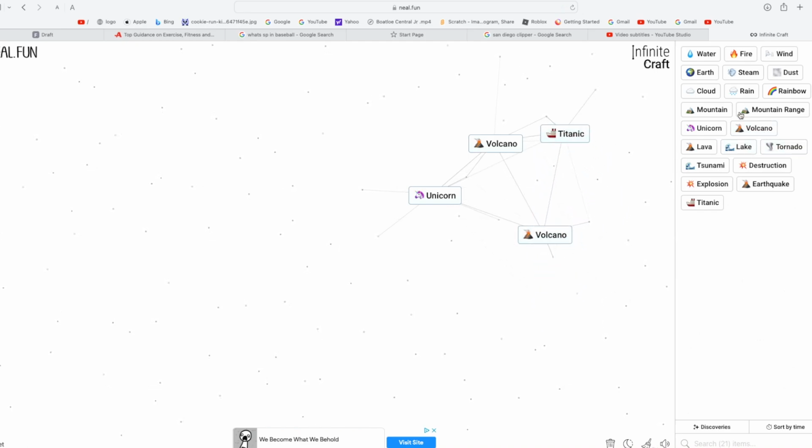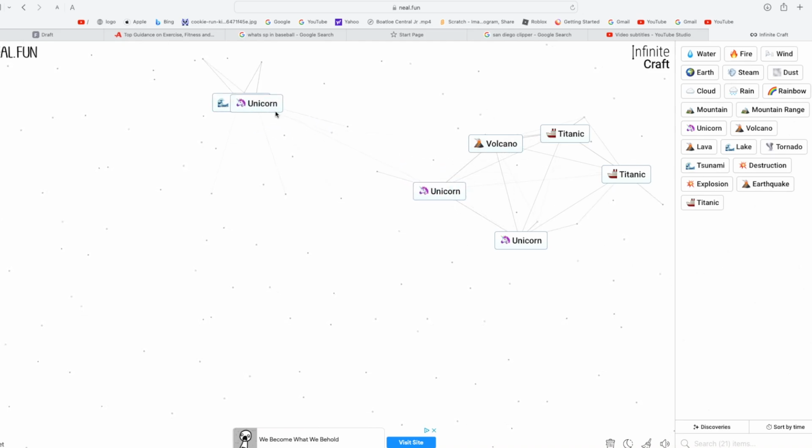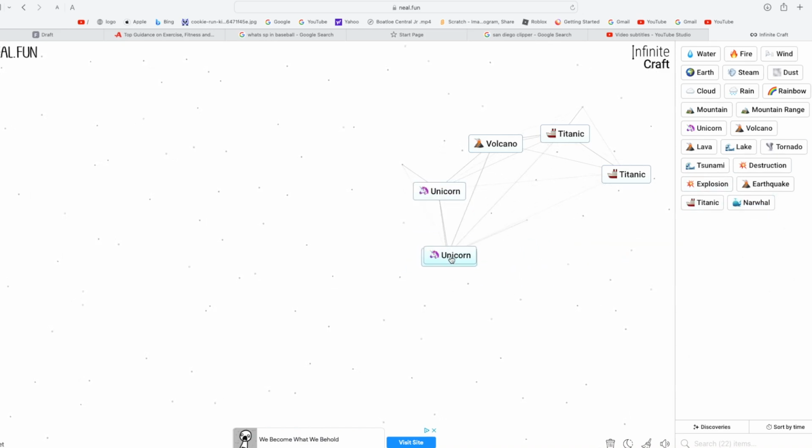So, hold on. That means if we make an iceberg, water plus rain equals rainbow. What makes an iceberg? What with this and coldness? How do we get coldness? I'm going to say earthquake plus Titanic. Titanic plus Titanic equals Titanic. I'm going to move that over there. Unicorn plus Titanic equals narwhal. Narwhal plus narwhal equals narwhal. Unicorn plus narwhal equals narwhal acorn.